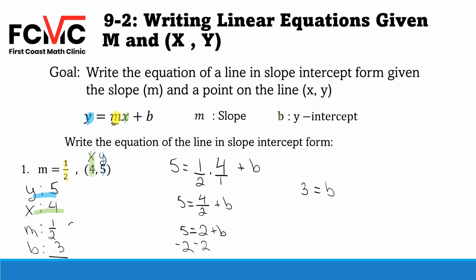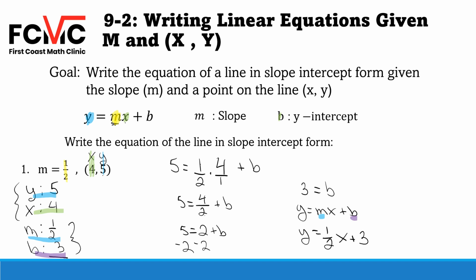Now remember, we only really care about these last two pieces of information, m and b, to write our equation. So our equation in slope-intercept form, y equals mx plus b, we care about this m, and we care about this b. So let's substitute those values in. So our equation is going to be y equals 1/2 x plus 3. So this is our equation. And keep in mind, that's enough information to graph our equation.